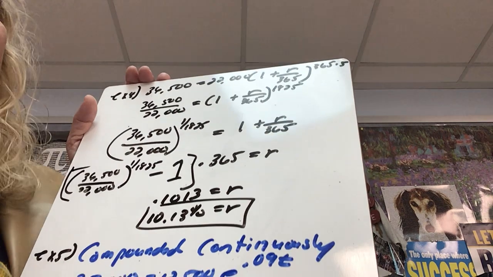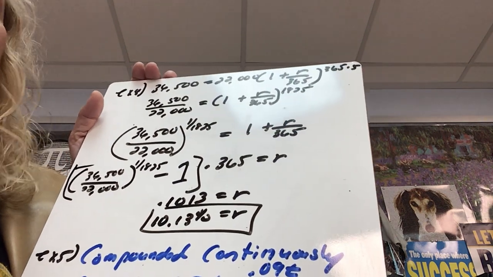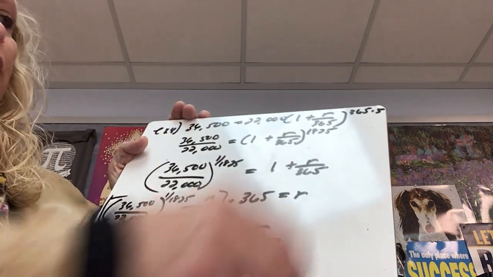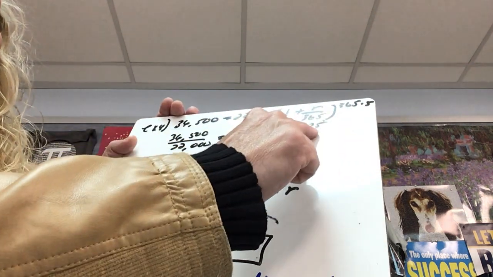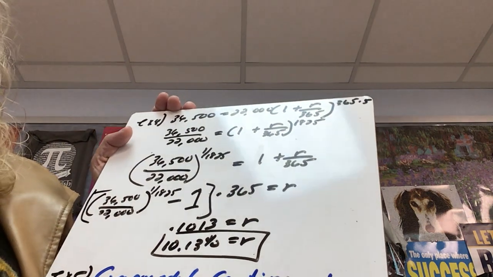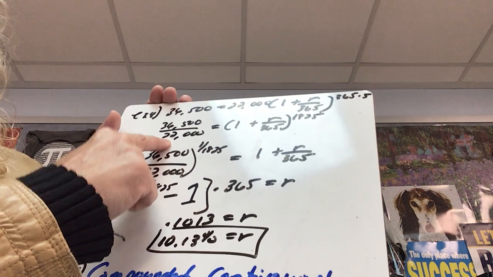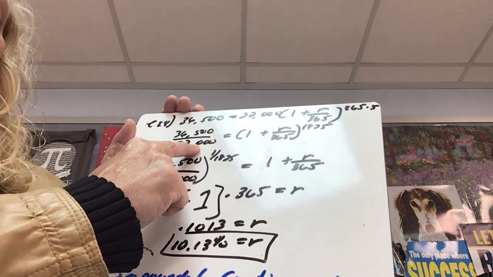Now keep in mind that there is not an unknown exponent, so I'm not going to be using a log. So I have to isolate R. First of all, I took 365 times 5 and cleaned that up and got 1825. So I have to get R by itself. The first thing I'm going to do is divide by 22,000. I didn't simplify that. I just showed you the steps.